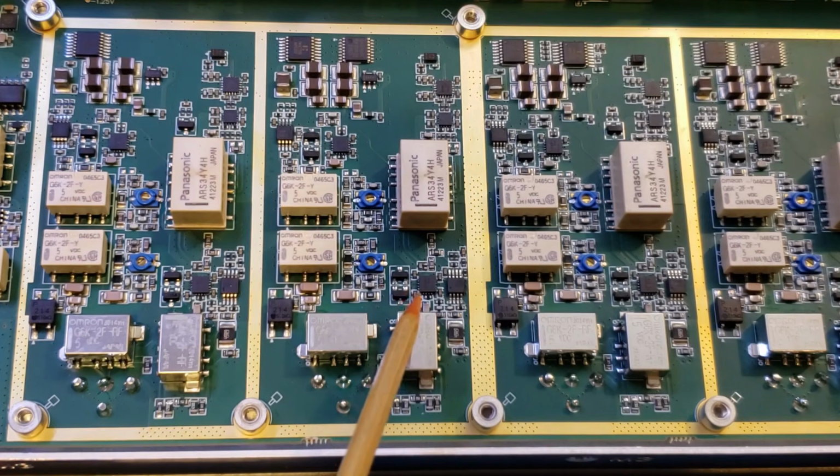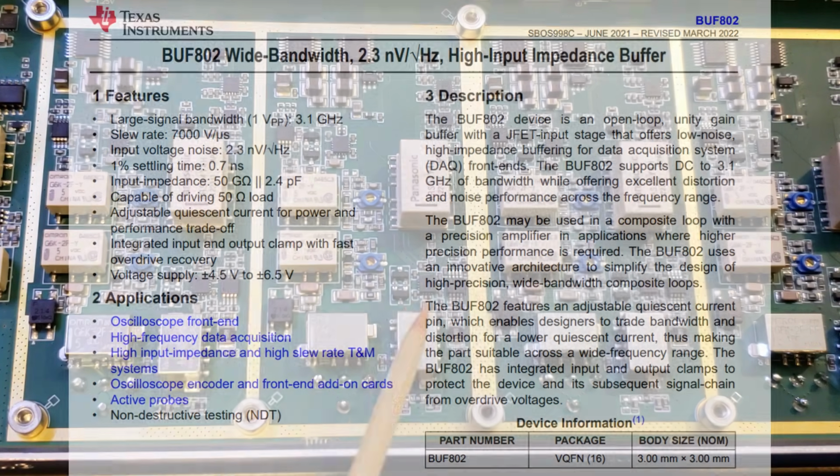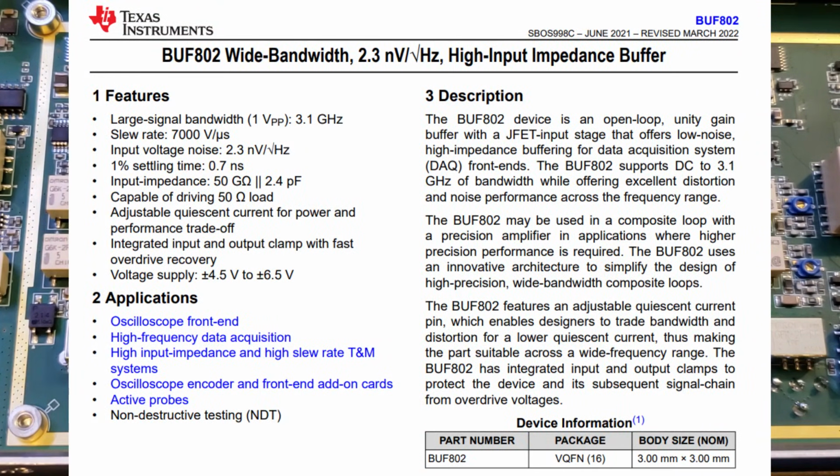On this side of these RF relays, we have a solid-state relay, and I assume that's responsible for switching between AC and DC coupling by shorting out the input capacitor. And here we have a chip that is marked as BUF802. That's a high-speed JFET buffer, and it has a bandwidth of 3.1 GHz with a slew rate of 7000 volts per microsecond.